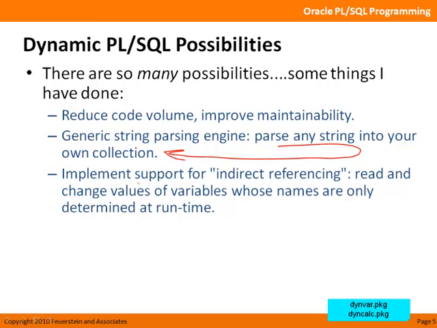I've implemented support for indirect referencing. This is a feature back from Oracle Forms and SQL Forms that is really powerful. If I don't know the name of my variable until runtime, for example, the name of my package might be dynamic, therefore the name of my variable or function inside the package is also dynamic, then I want to be able to construct the name at runtime and retrieve the value and change it. That's not supported directly in PL/SQL, but you can do it with dynamic PL/SQL, and I'll give you a flavor of that code in just a moment.